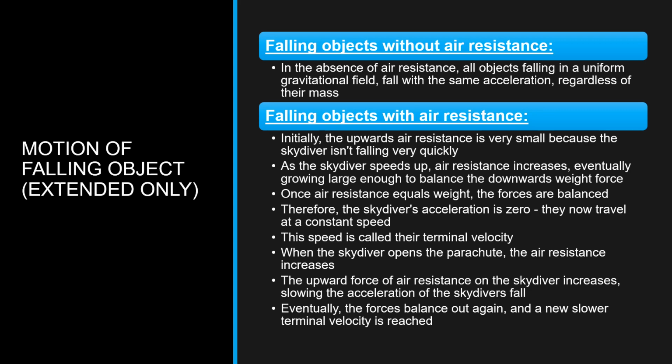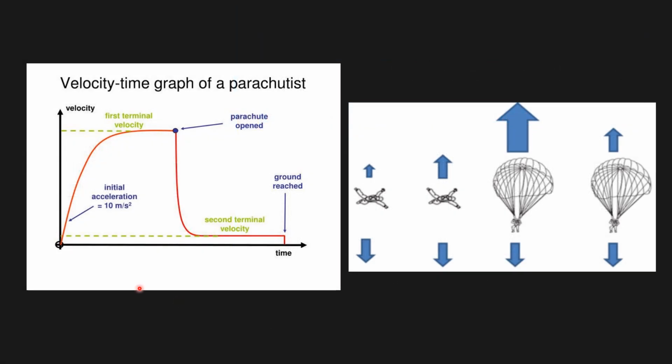Okay, and here is the graph of the skydiver falling. So you can see initially it is falling with an acceleration of 10 meter per second square. It reaches its first terminal velocity. The parachute is opened at this point, and there is a very steep decrease in the velocity, and it reaches then a second terminal velocity which is lower than the first terminal velocity, and then it reaches the ground.